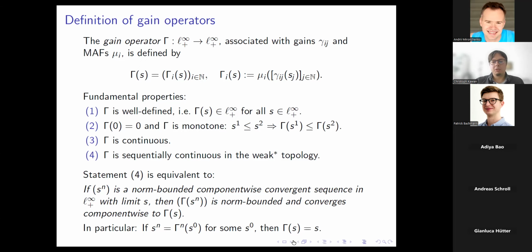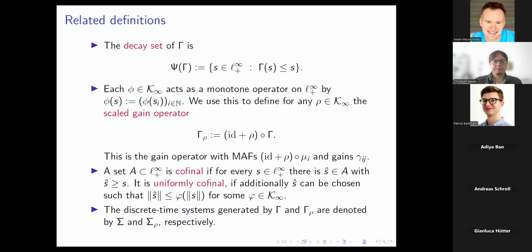So this I will use actually, or I'm using a lot of times. So this is the gain operator. I will need some related definitions to that. Maybe the most important one is the decay set. The decay set of the operator is a set psi of gamma, which consists of all vectors S such that gamma of S is less than or equal to S, in terms, of course, of this partial order defined by the cone.